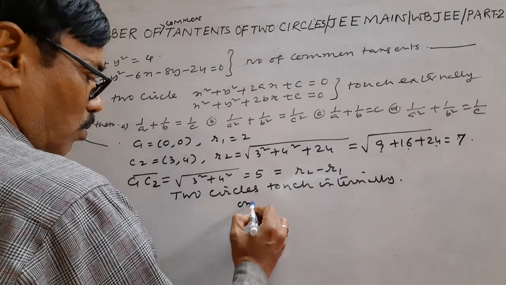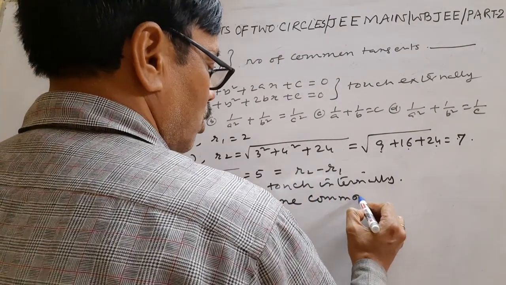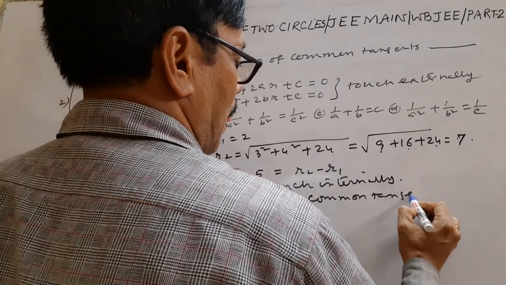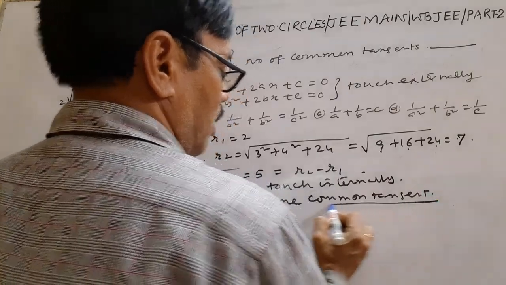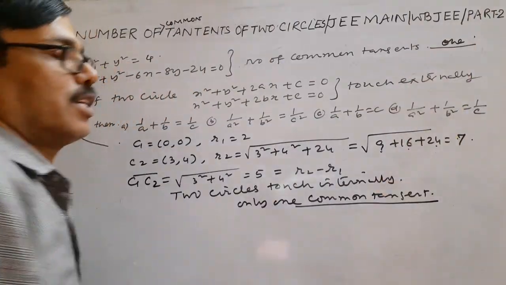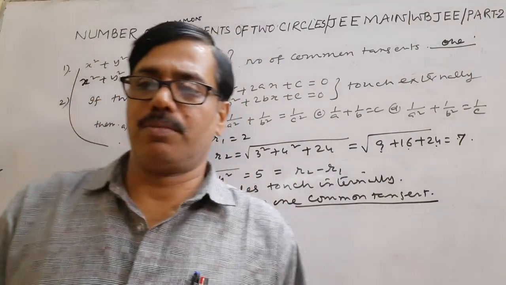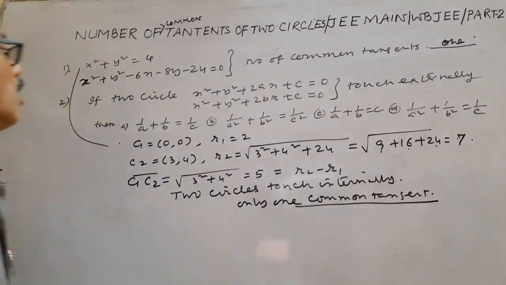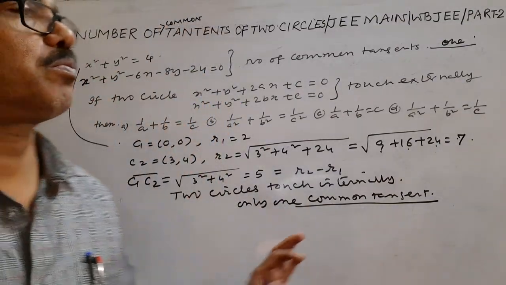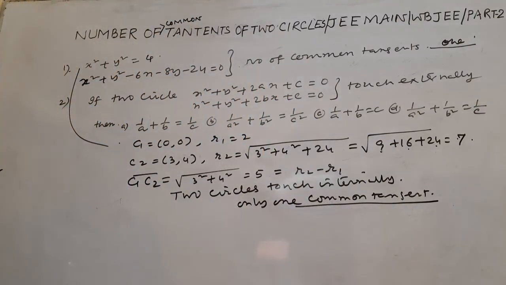So how many common tangents? Only one common tangent. So the number of common tangents is 1. Very simple. If you remember this result, and this is also a probable question for competitions. Now problem number 2.